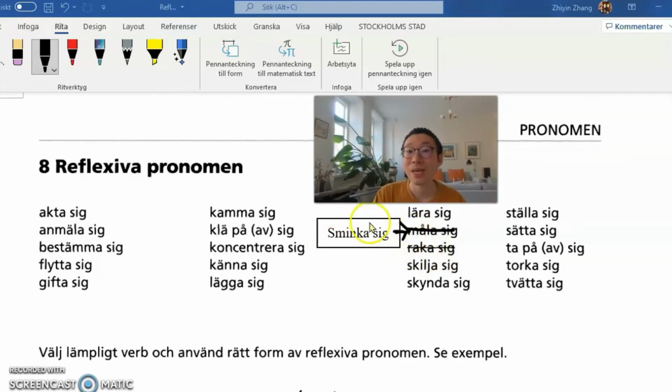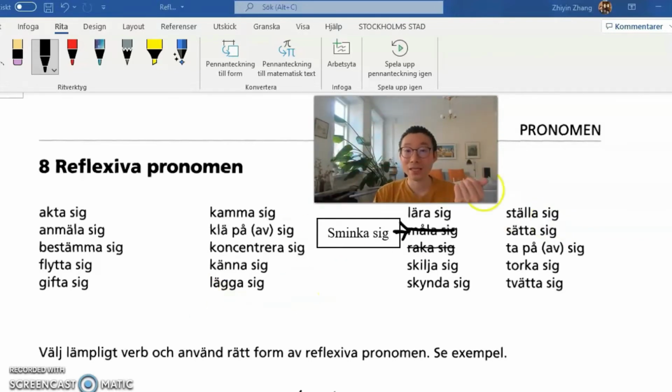Nästa har vi sminka sig. Sminka sig, to put on makeup, to do makeup. Raka sig, to shave. Skilja sig, to divorce. Skynda sig, to hurry up. Ställa sig, to put yourself, but to put yourself so that you stand somewhere.